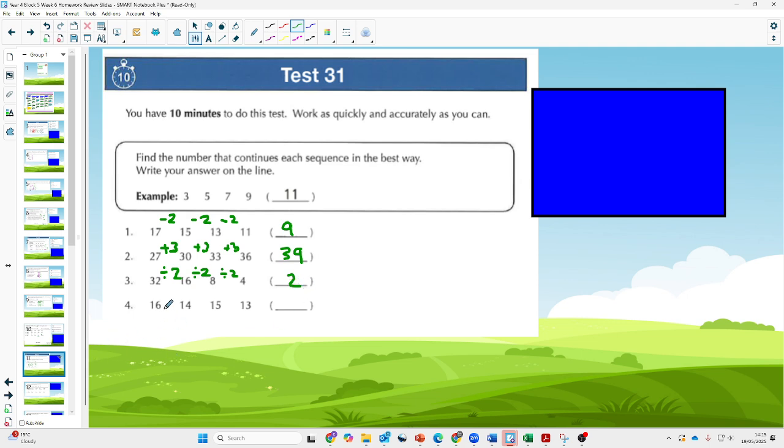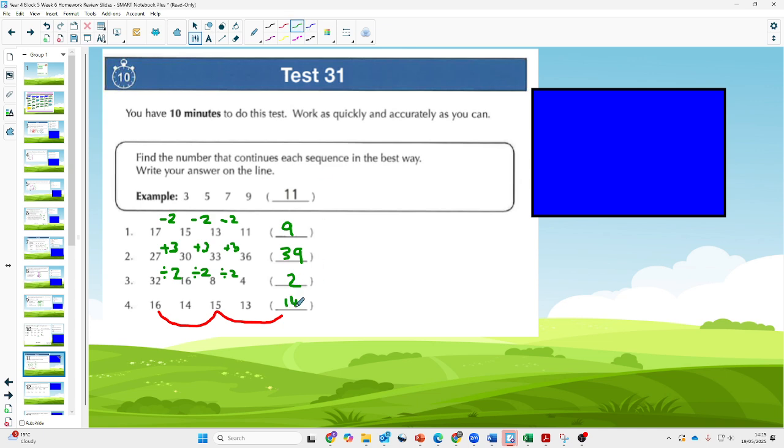And then the final one, 16, 14, 15, 13. Now, that's slightly unusual because it goes down then back up. So this is more like sort of having 2 sequences in one. So what we're going to do is we're actually going to leapfrog. So we're going to go 16, we're going to miss 14 out, 15, and we know then that we're going to need the number 14.